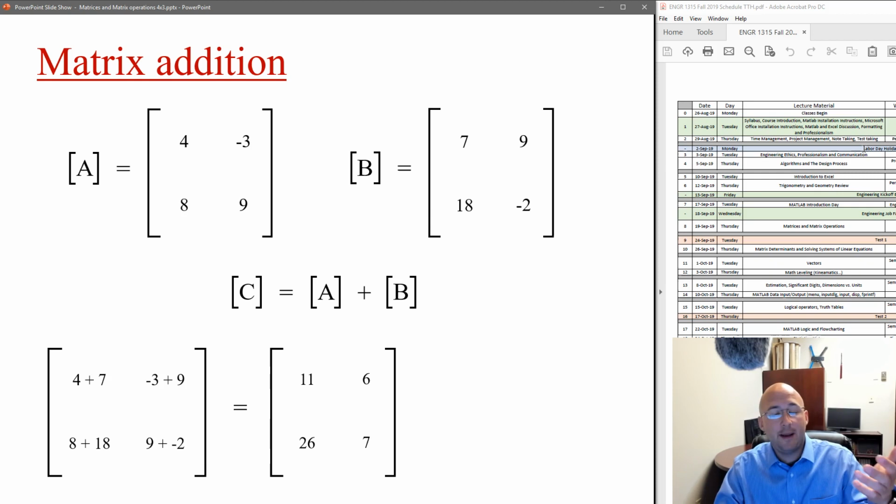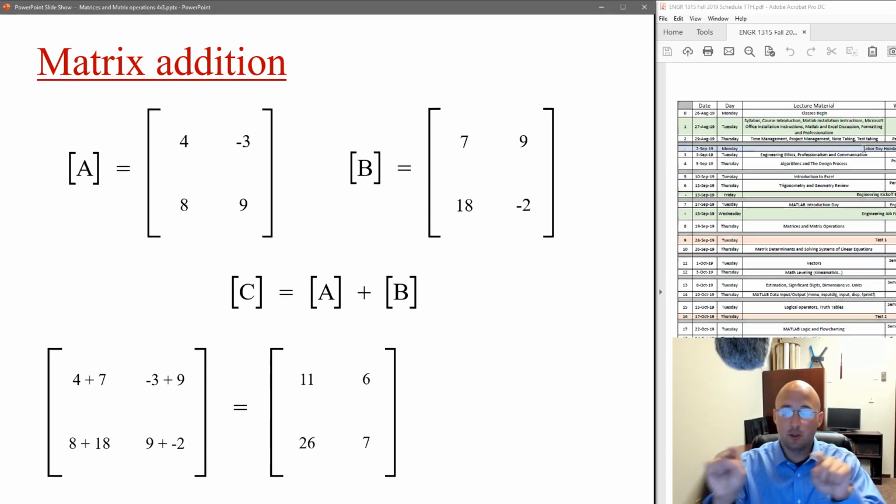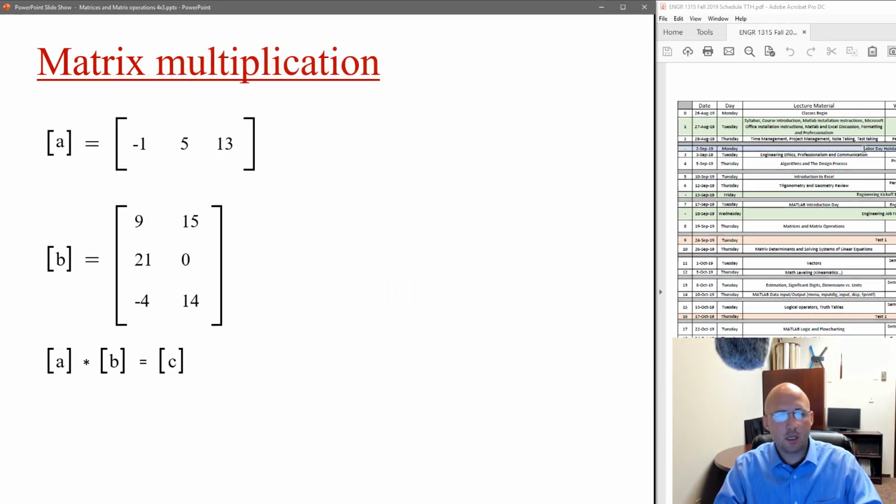Okay, so matrix addition is very easy. You just walk step by step, location by location, through each matrix, and you add up the partners, the companions. Subtraction is the same way, so we're not going to go through an example of that, except, instead of add, you subtract. So good luck.